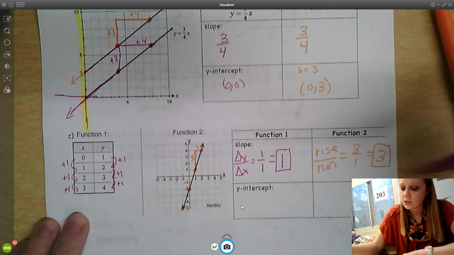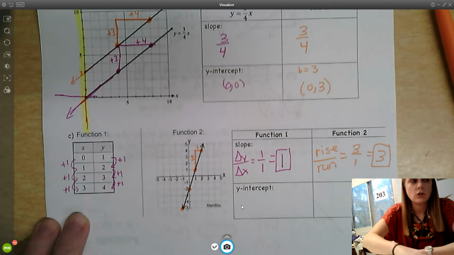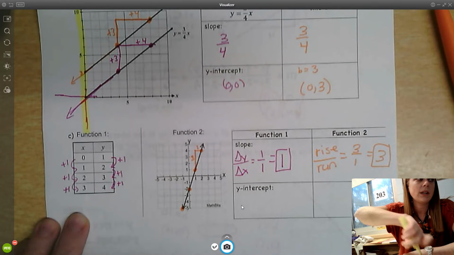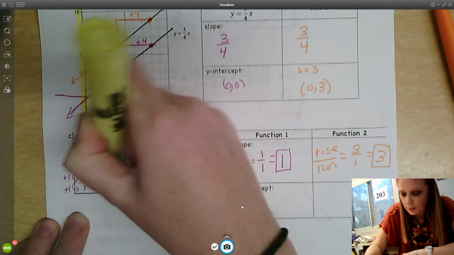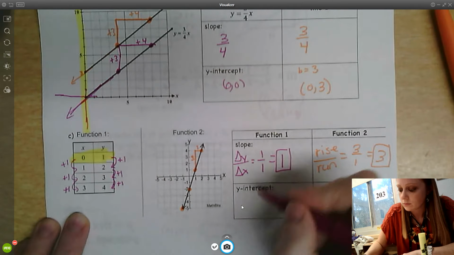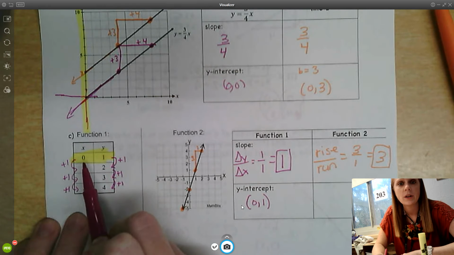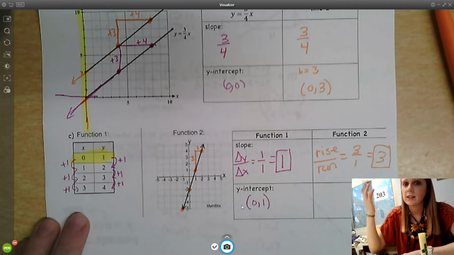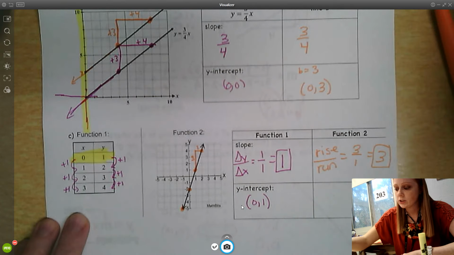Okay, my y-intercept. The y-intercept from the table is going to be whenever the x-coordinate is 0, whatever the y-coordinate is, that's the y-intercept. So our y-intercept is right here, 0, 1. The y-intercept always has an x-coordinate of 0, and then whatever the y is, that's the one on the y-axis.